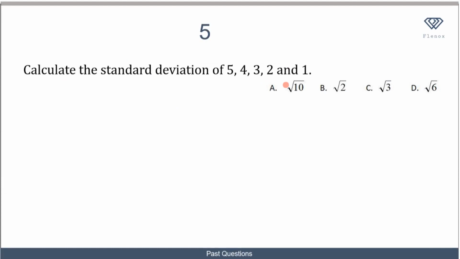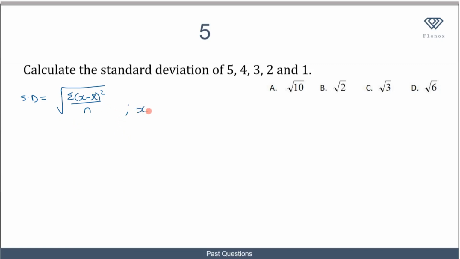So in this next question, we are told to calculate the standard deviation of 5, 4, 3, 2 and 1. Again, we know that the standard deviation is the square root of our variance. So the standard deviation for ungrouped data like we have here is given as the square root of the summation of x minus x bar squared over n.